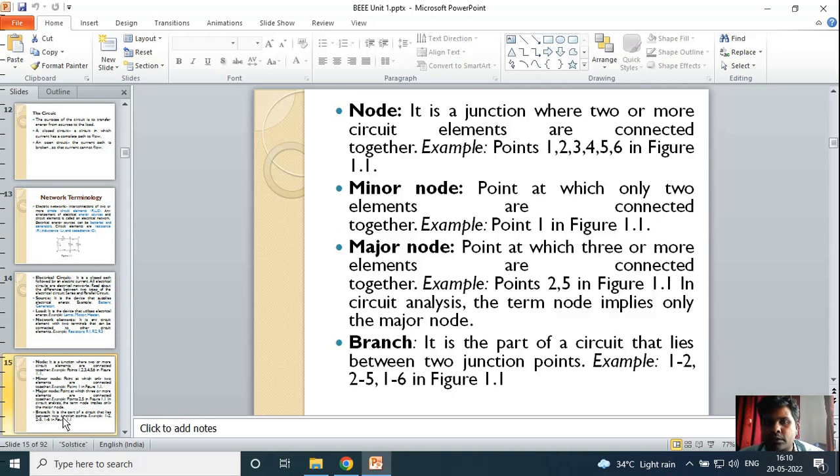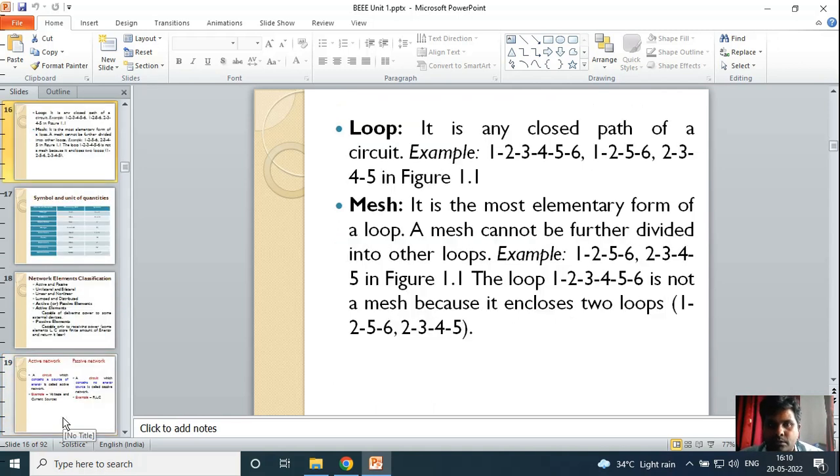What is meant by loop? A loop is any closed path of a circuit. In that network, 1, 2, 3, 4, 5, 6 forms one closed loop. Otherwise 1, 2, 5, 6 forms one closed loop. 2, 3, 4, 5 is connected as one closed loop.